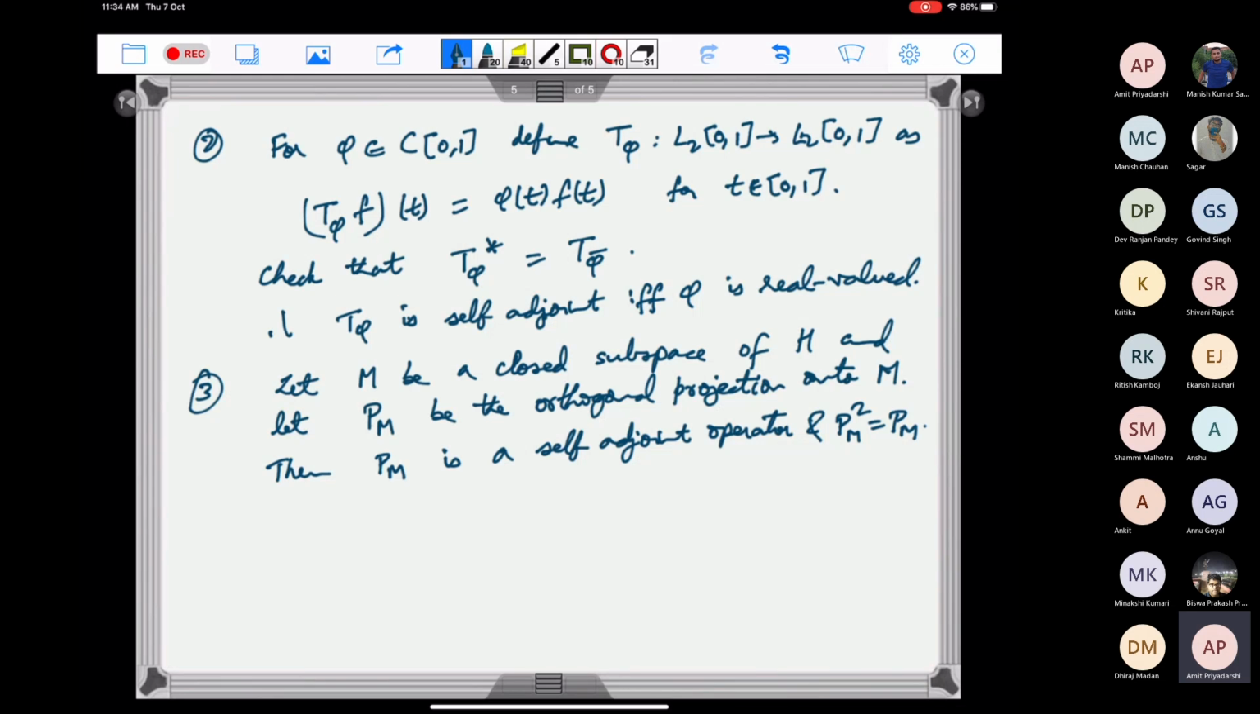Sir, won't any arbitrary projection operator always be idempotent? Yeah, that is also true. If I take any projection operator, then that is always idempotent. But for a closed subspace, we were able to define this orthogonal projection. Yeah, that is true. Okay.